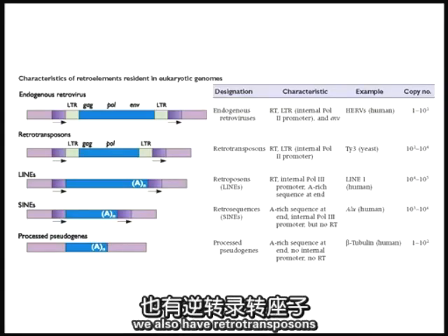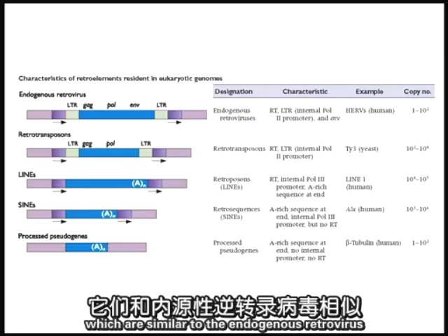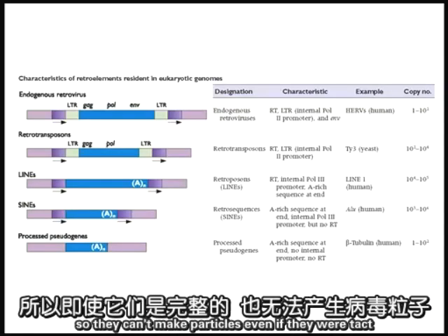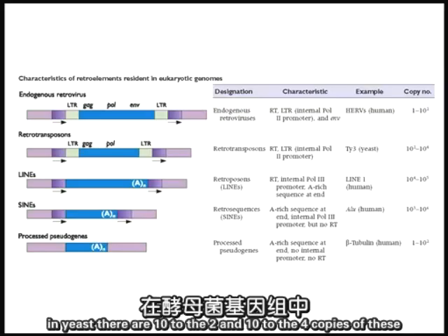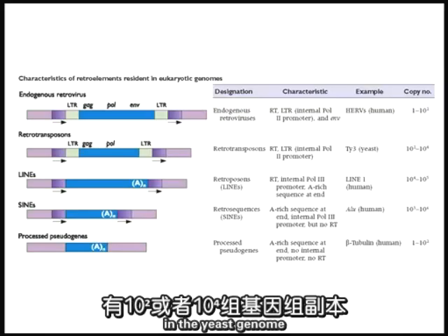We also have retrotransposons, which are similar to the endogenous retrovirus, but they're usually missing an envelope, so they can't make particles even if they were intact. And there's an example of these in yeast. There are 10 to the 2 to 10 to the 4 copies of these in the yeast genome.